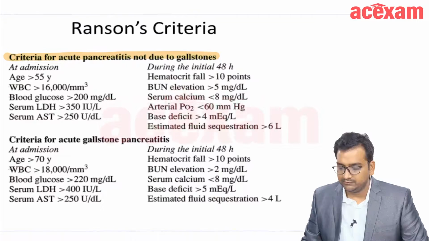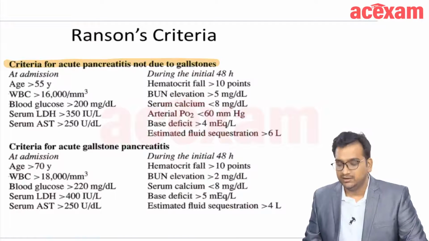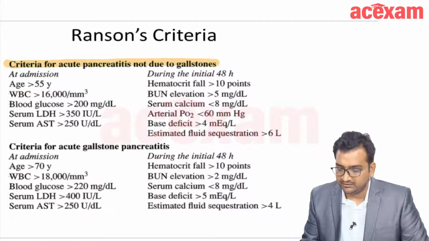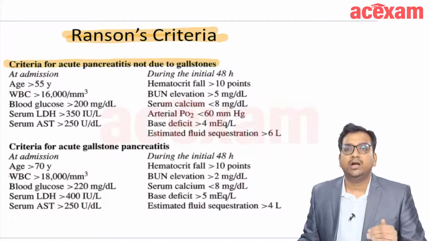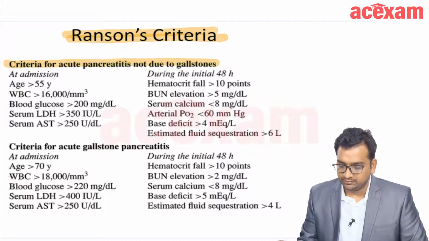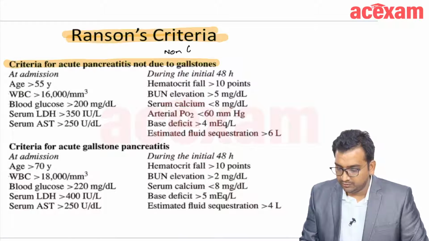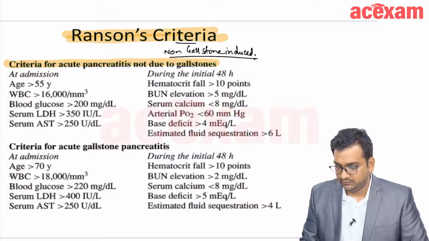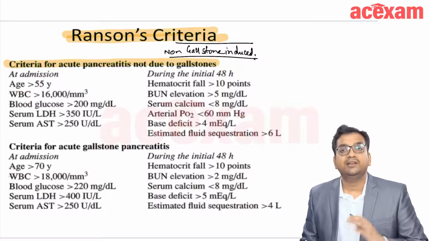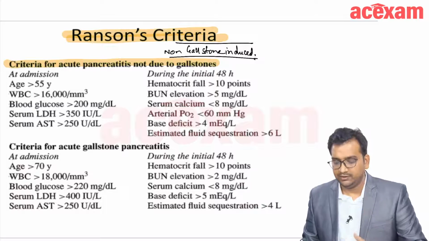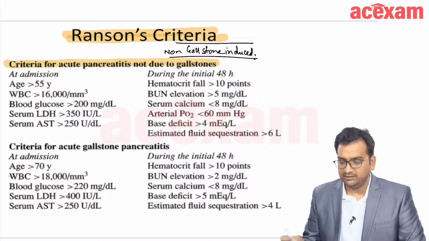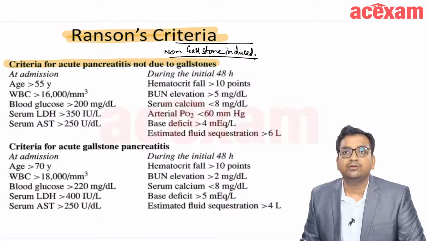First, and very frequently asked, is Ransom's criteria. Ransom's criteria is very important from the MCQ point of view. The majority of MCQs are asked from the non-gallstone criteria. There are two criteria: one for non-gallstone induced pancreatitis, which includes all the other causes, and a separate criteria for acute gallstone pancreatitis. So we are going to study non-gallstone induced, as questions are generally asked from non-gallstone induced pancreatitis only.